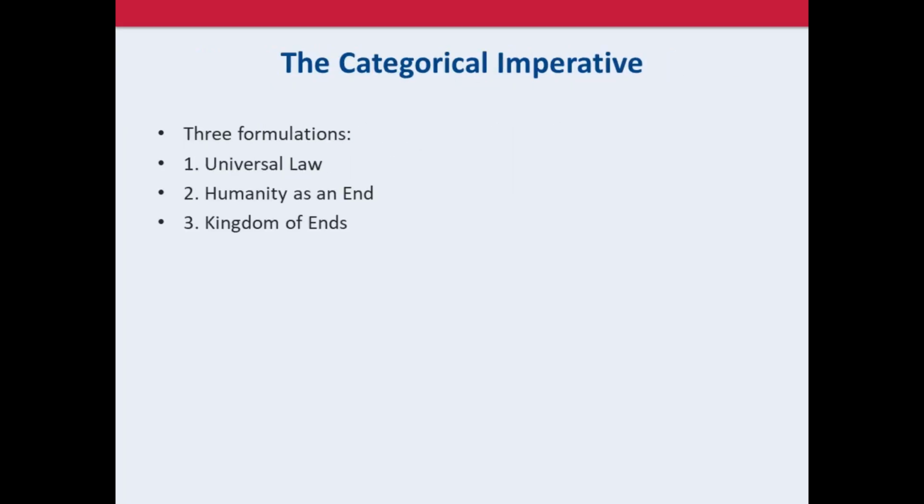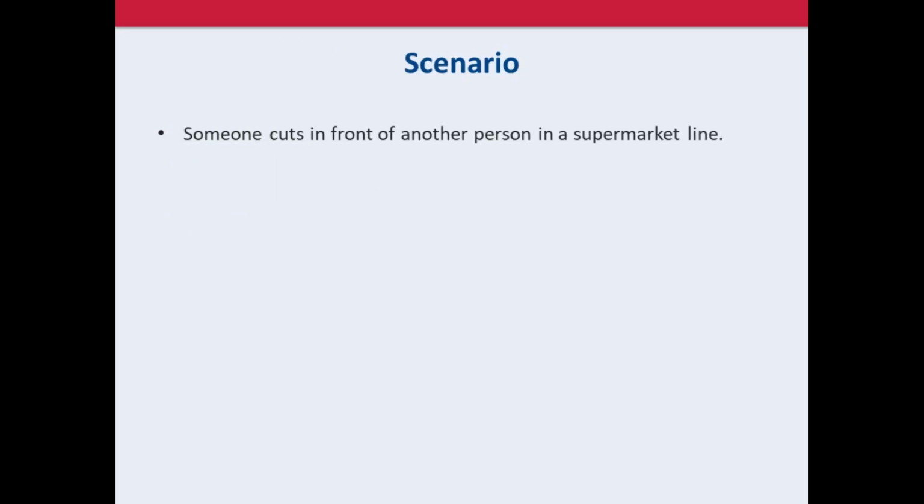Kant believed that morality is based on one fundamental principle called the categorical imperative. He explained this principle through three different formulations. Each formulation expresses the same moral idea in a different way and helps us evaluate whether an action is morally acceptable.